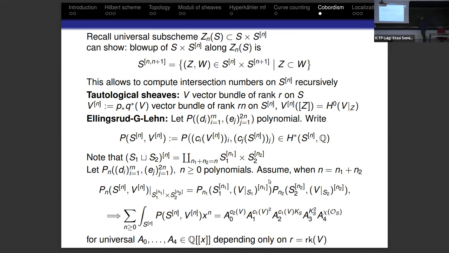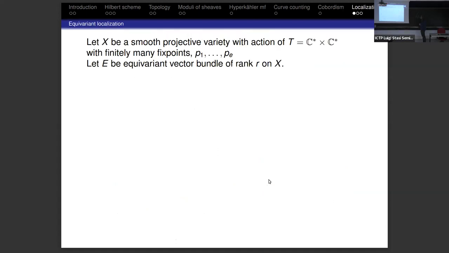Okay. So that was that. And now I wanted to end by talking about the other thing, which I will use in the second part of the talk, which is localization. So equivariant localization. If X is a smooth projective variety with an action, say, for concreteness, of T, which is C* times C*, or some torus (C*)^n, but I choose this because I will use the theta.